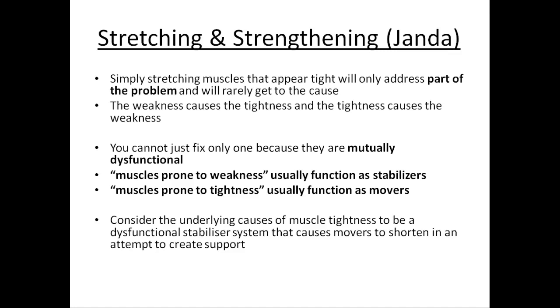So stretching and strengthening, according to Janda. Simply stretching muscles that are tight only addresses part of the problem and rarely gets to the cause. So the weakness causes the tightness and the tightness causes the weakness. You can't fix only one because they're mutually dysfunctional. Muscles prone to weakness usually function as stabilizers. Muscles prone to tightness usually function as mobilizers. So you've got to consider the underlying cause of muscle tightness to be a dysfunctional stabilizer that causes movers to shorten in an attempt to create support. Yeah, get your head around that.